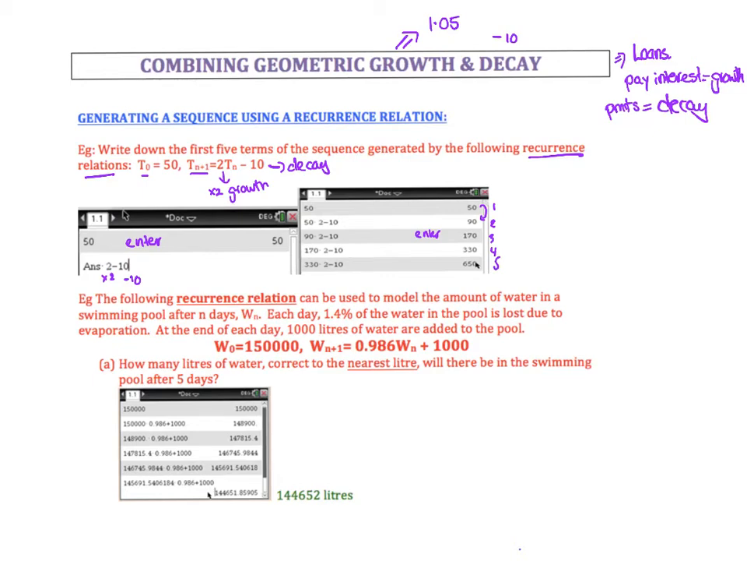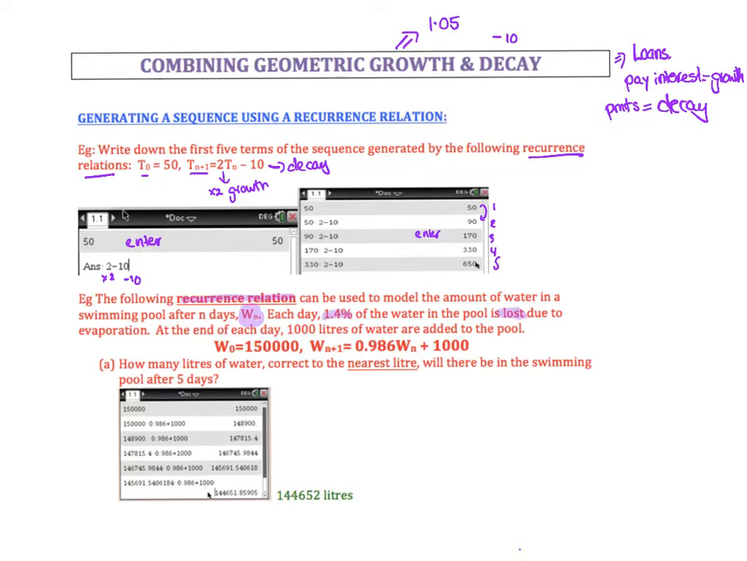Now, the following recurrence relation can be used to model the amount of water in a swimming pool after n days. So they're just saying this W n indicates how much water is in the pool each day. Each day, 1.4% of the water in the pool is lost.